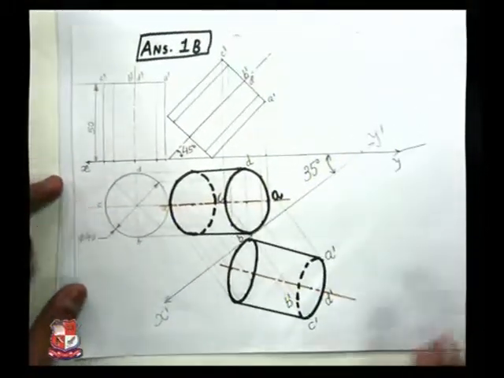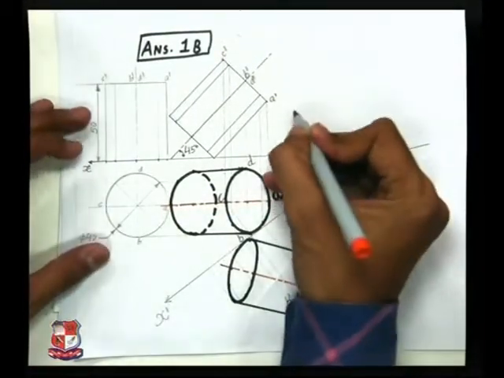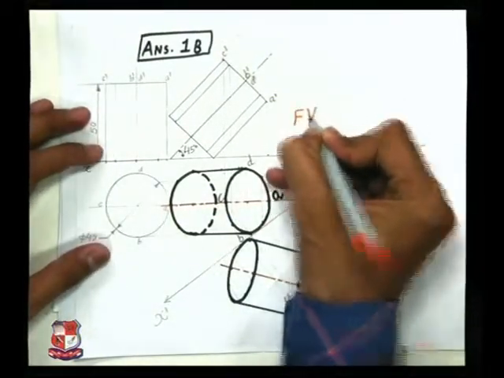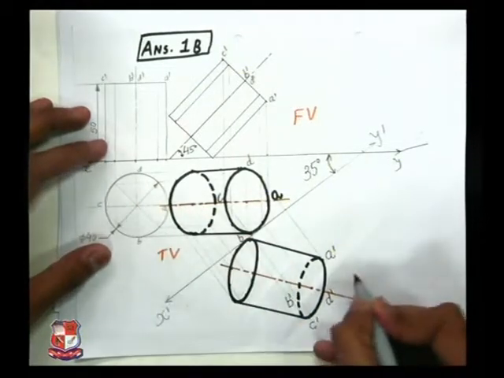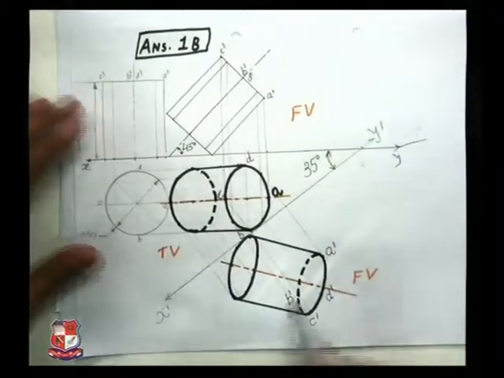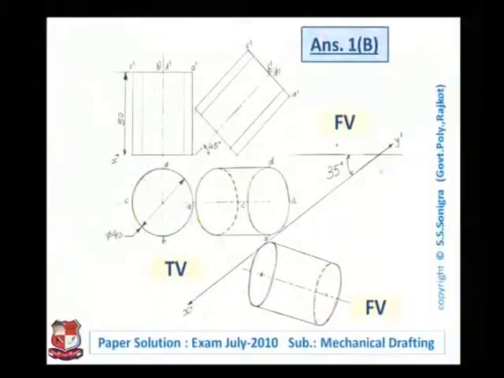You can see here, answer number 1B: insert the dimensions and write the view's name. This is front view, this is top view, these two are top view, and this is again front view of the given condition. In exam also you have to draw the same object like this.